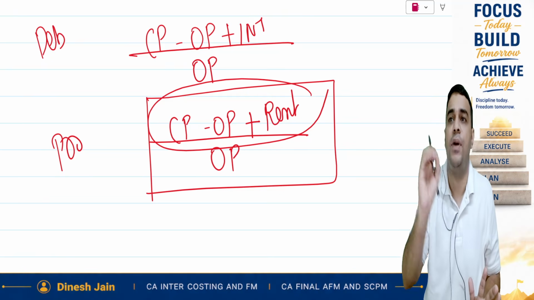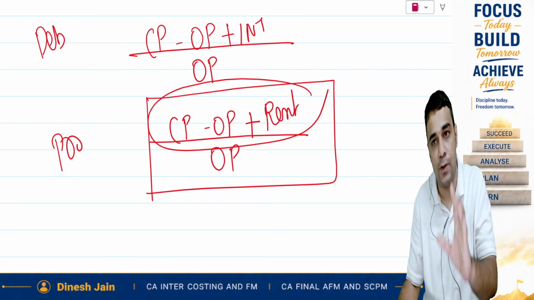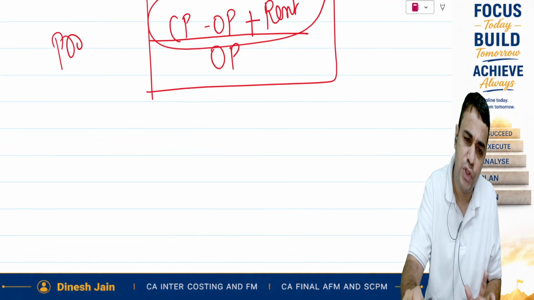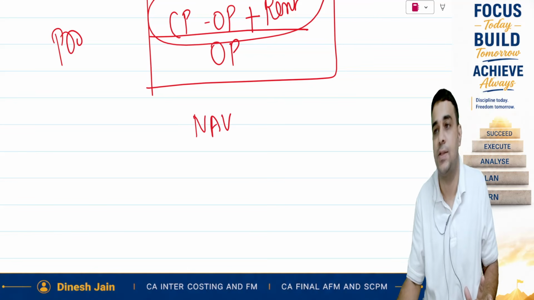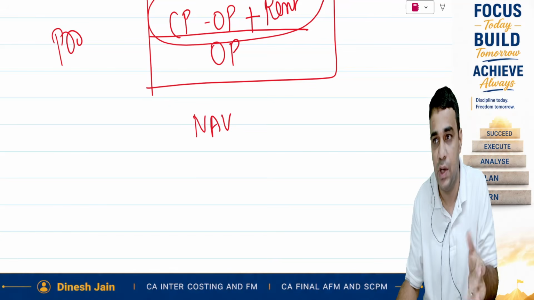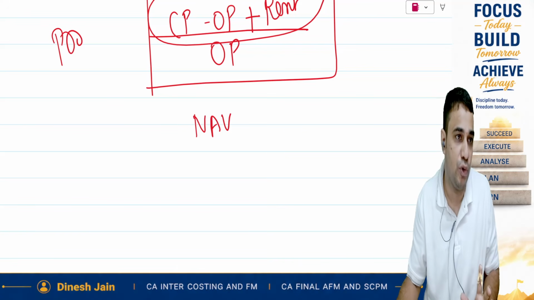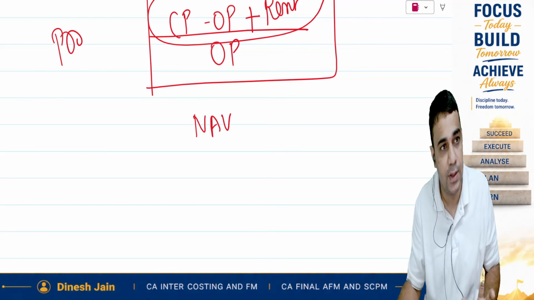Like we have a price in case of a share, price in case of a debenture, price in case of a preference share. For mutual fund, the name is called NAV, net asset value. In the same chapter, maybe after one or two classes, you'll understand how NAV is calculated. But for mutual fund, we don't use the word price. We use the word NAV, net asset value.